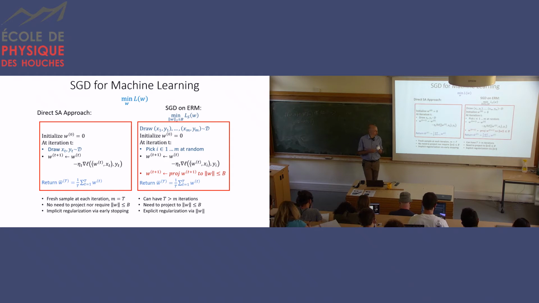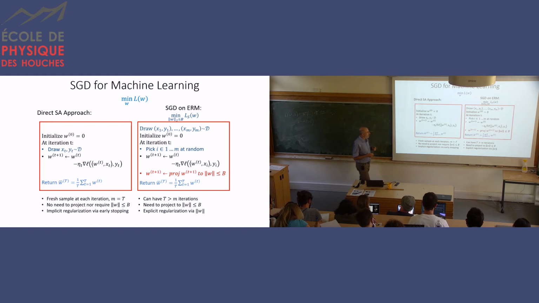Over here, when we're using stochastic approximation in this mixed approach, using stochastic approximation to solve the ERM problem, then the number of iterations and the number of training examples are unrelated. I can take many more iterations than examples. I can use a multipass method.